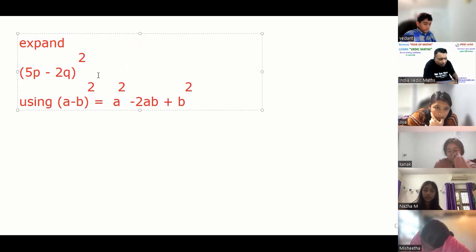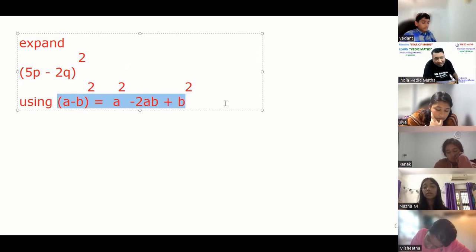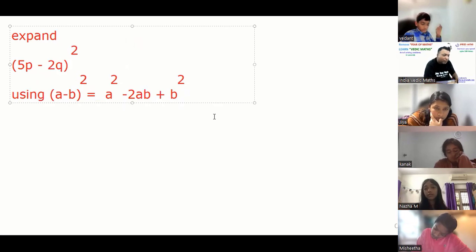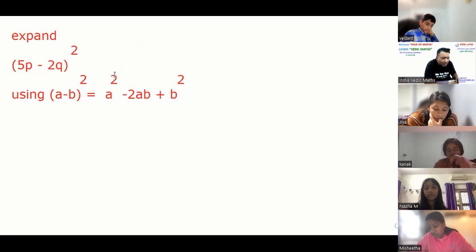Right, this is the question: to expand this using the identity. In the exam, they will give you the identity or they may not. If they don't give you, you have to remember it. So first of all, we are expanding this. Tell me, what is A and what is B?